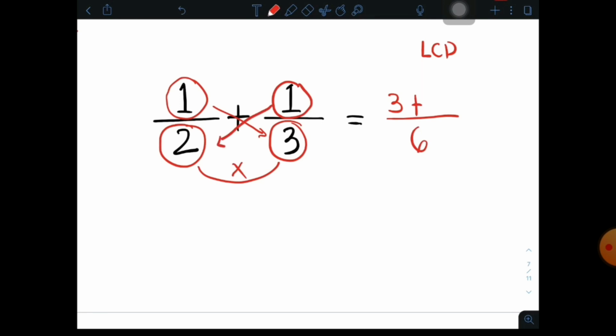So the answer is 2. So our numerators are 3 and 2. So we will add 3 and 2. So that is 5. Copy the denominator 6. So this will be our final answer. But first, you have to check if this can be reduced to lowest term. But this time, this is final.